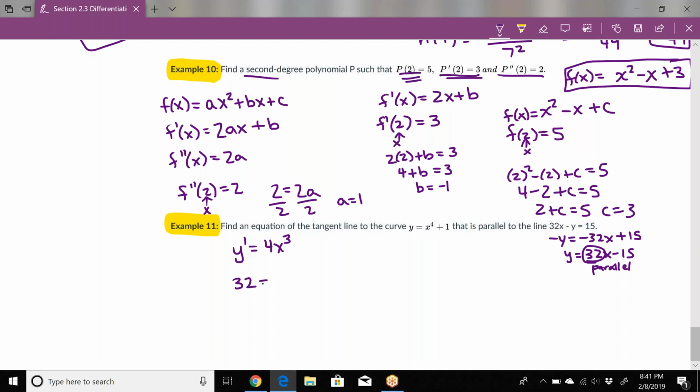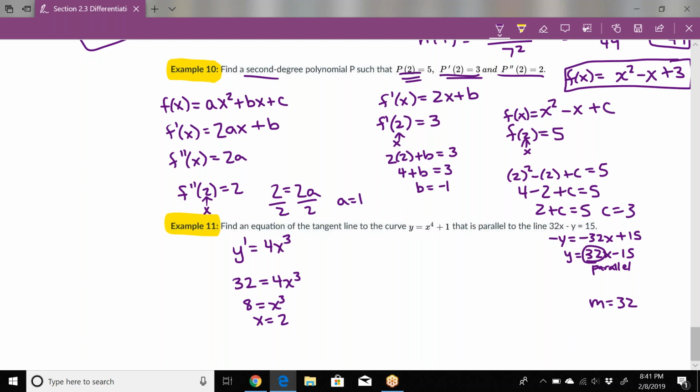This is 32 equals 4x cubed. Divide by 4, that would be 8 equals x cubed. So x equals 2, because we're taking the cube root there. So now we already know the slope. So the slope is 32. That was defined by the line being parallel. The other thing you need for an equation is an ordered pair.